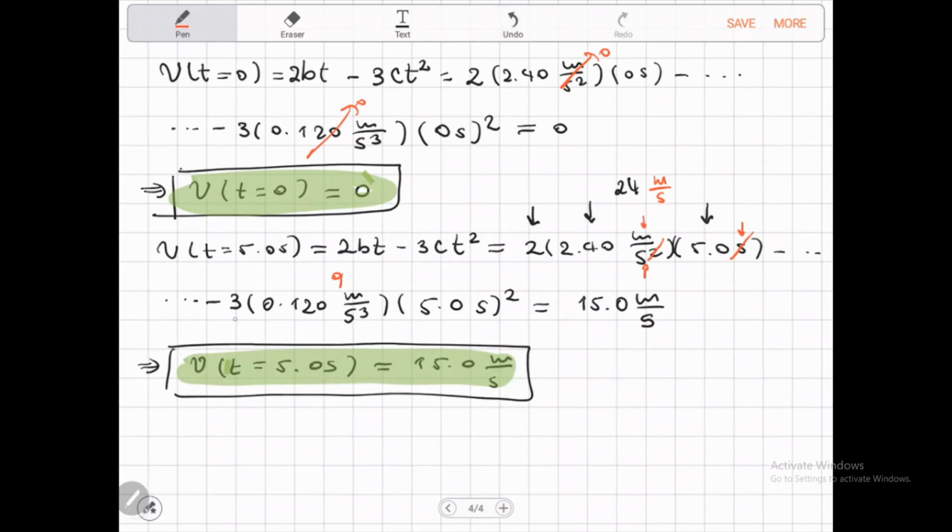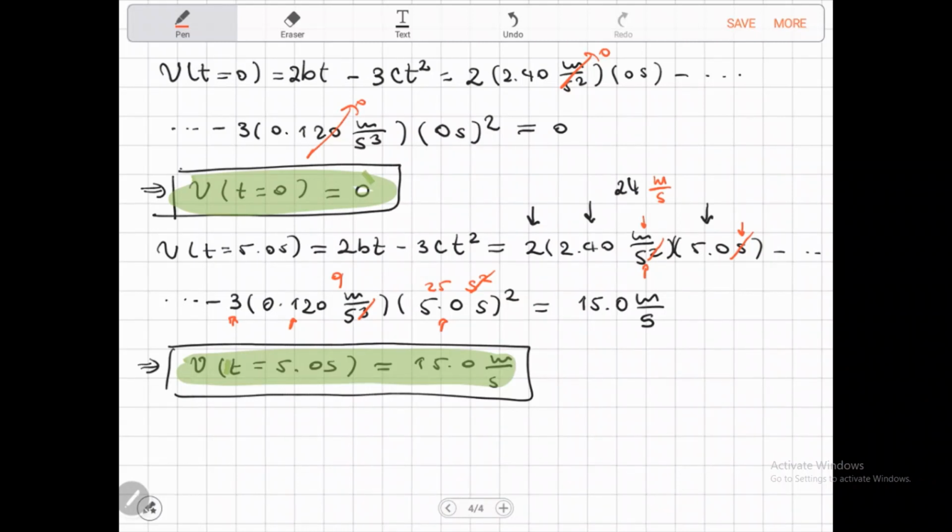All this 3 times 0.120 times 5, that is 9. Okay, in this case it's 5 squared, that is 25. And the same here, here we have 25 because it's 5 squared, and here we have seconds squared. This seconds squared is eliminated with the seconds squared here as well. So the result is meters per second, and 24 minus 9 is 15, and that's why the result is 15 meters per second.